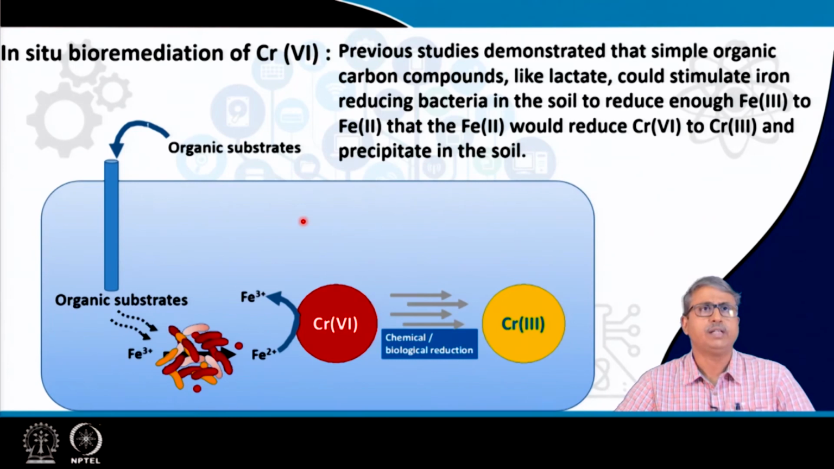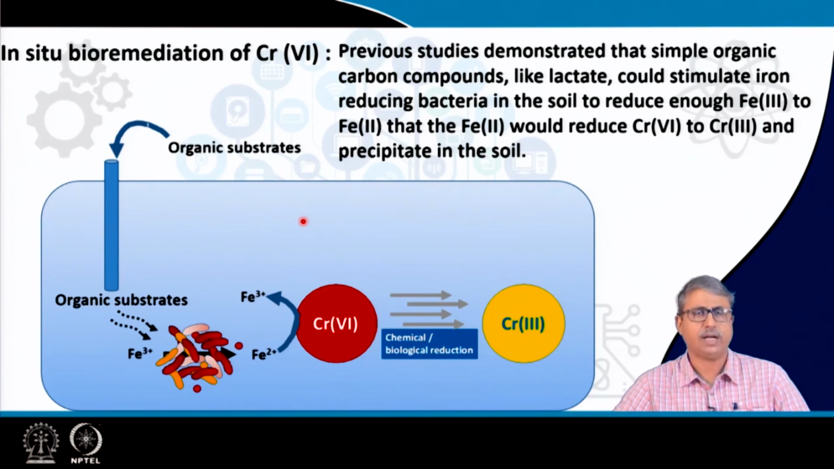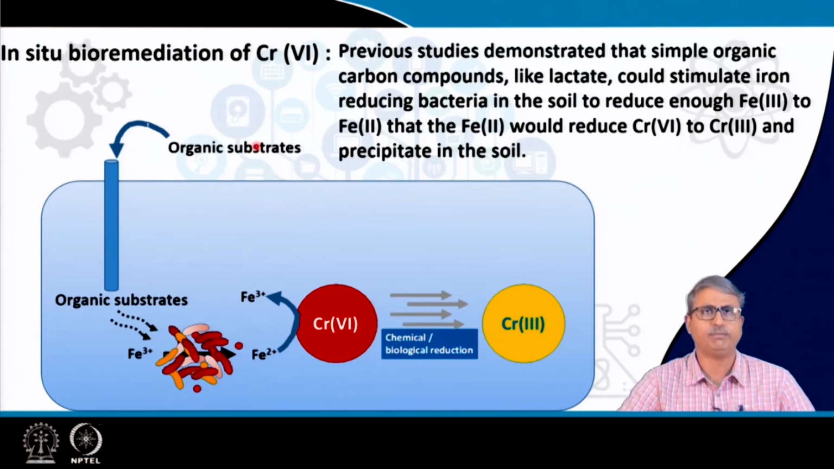Now, along with this and subsequent to this, the scientists found that rather than injecting dithionite, if the point is to have Fe2+, you could stimulate bacteria to produce this Fe2+ in situ. So, in situ bioremediation of chromium 6 was achieved, because previous studies demonstrated that simple organic carbon compounds like lactate could stimulate the iron reducing bacteria in the soil to reduce enough Fe3+ to Fe2+, so that the Fe2+ could reduce chromium 6 to chromium 3 and precipitate it in the soil.